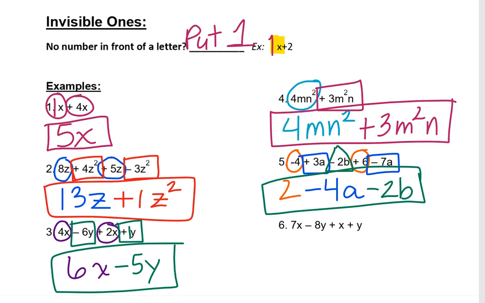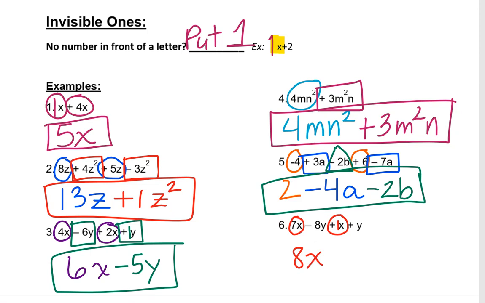Last problem for combining like terms. My first term here is 7x. I can combine that with this plus 1x. Remember, if there's no coefficient, just put a 1. 7x plus 1x is 8x.